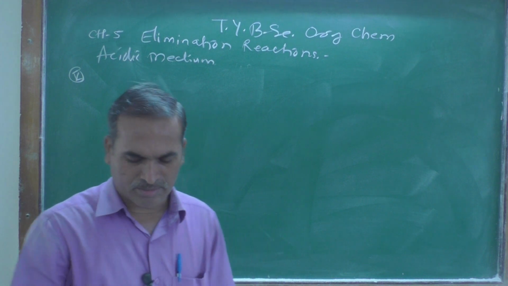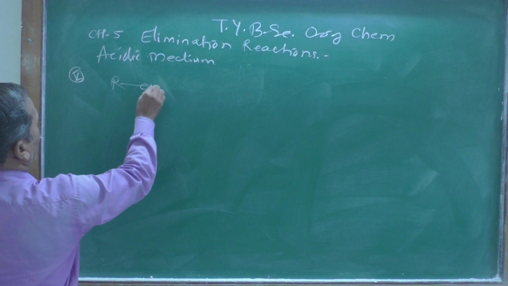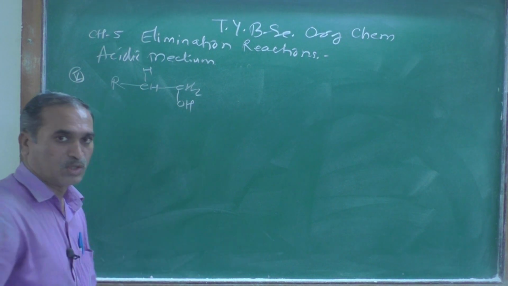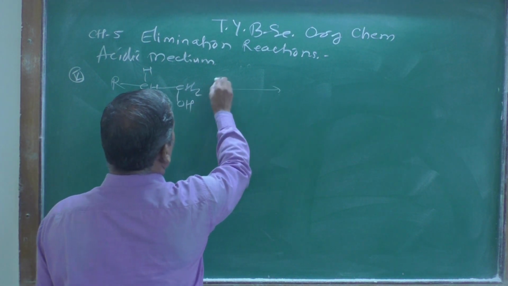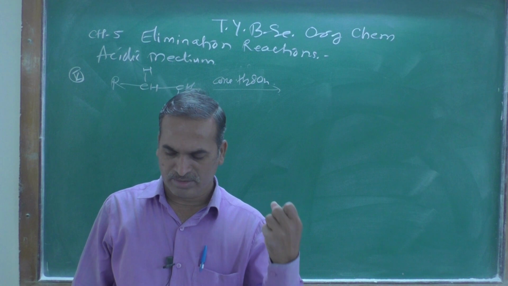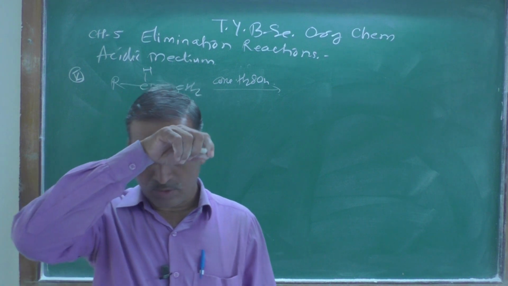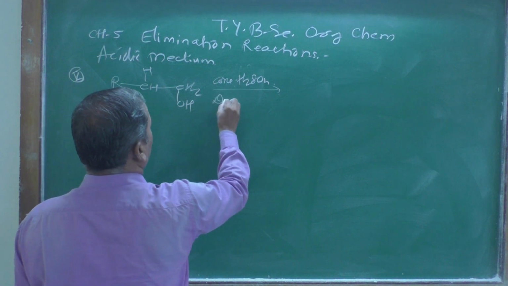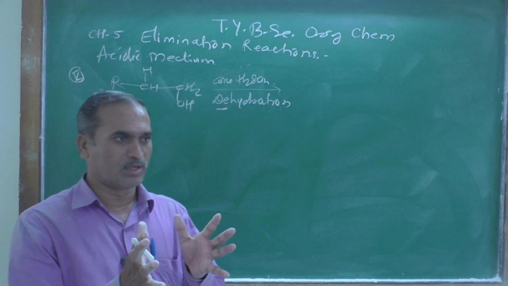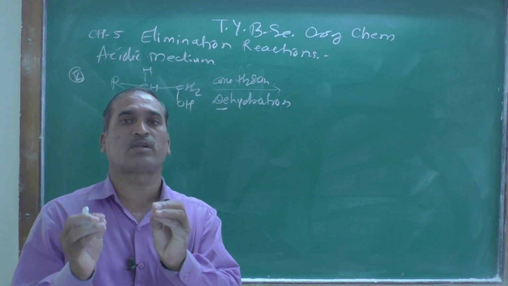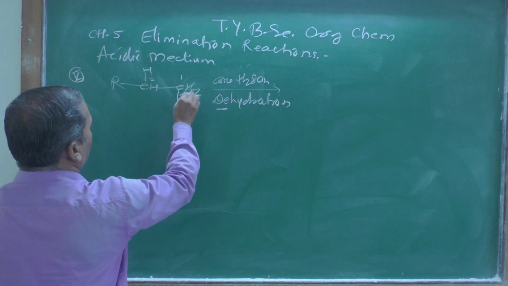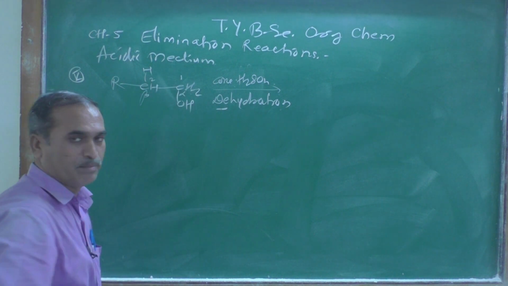In an acidic medium, let us see the same thing: R, CH, H, then CH2 OH, that is, alcohol we are using, and this will be treated with concentrated H2SO4. Remember, this is the king of chemicals, and it is used for dehydration. Remember, D means removal, and hydration means water. So removal of water, one H from this we can refer to as 1, this is 2, or we can say alpha, and this is beta.